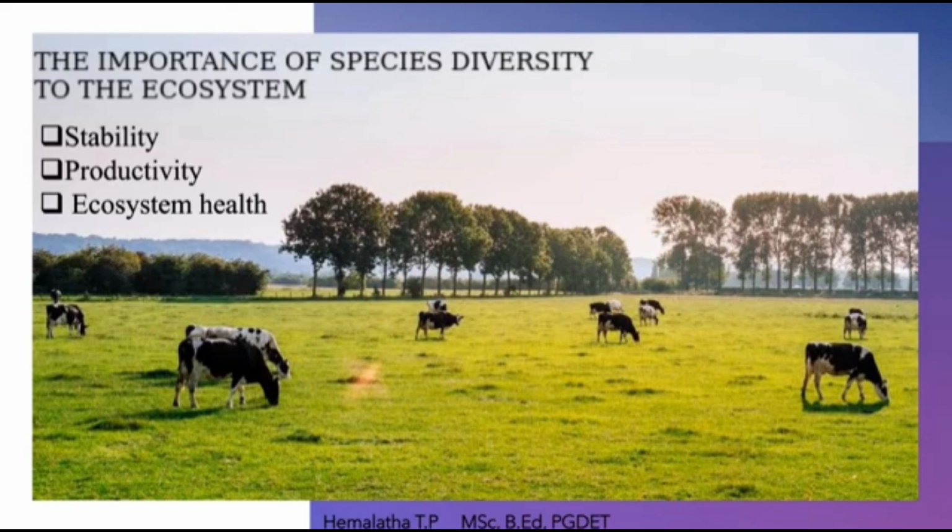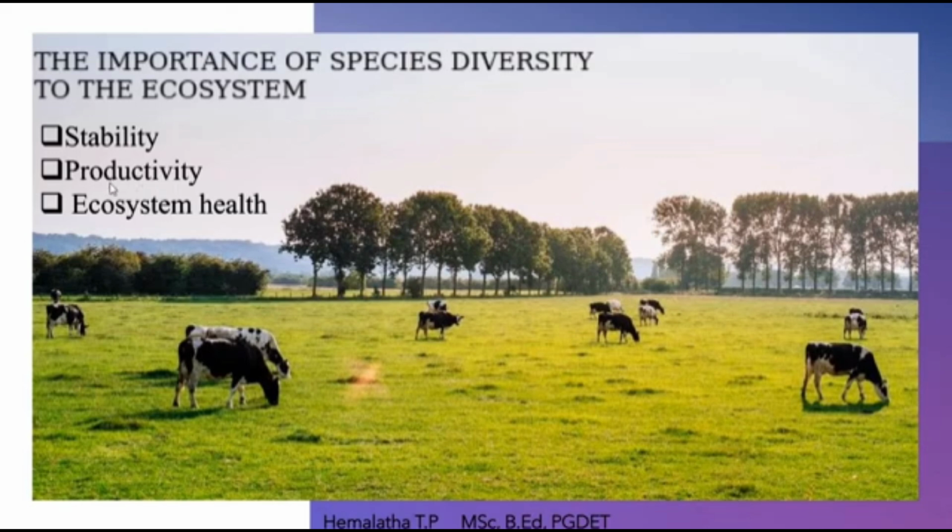So this is a best example to help you understand the importance of species diversity. If there are many varieties of organisms living on this earth, then the stability of the organisms to survive on this planet will increase. So in that way, species diversity is helping in the stability of the ecosystem.